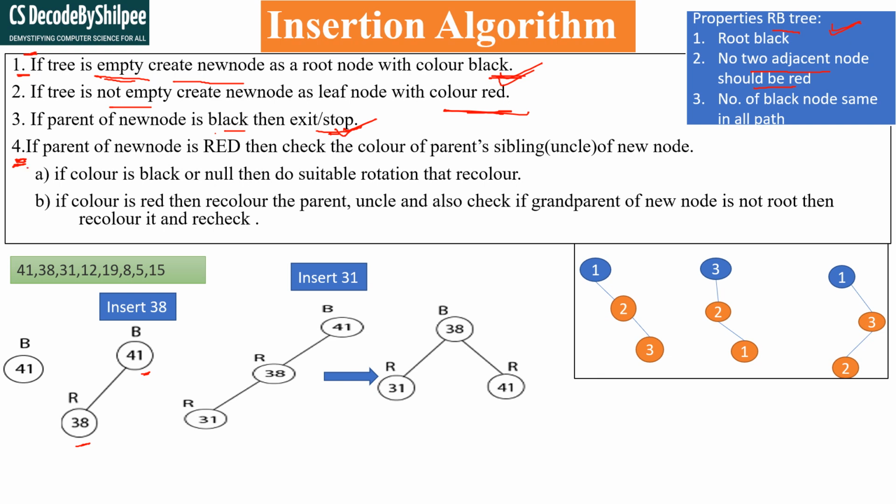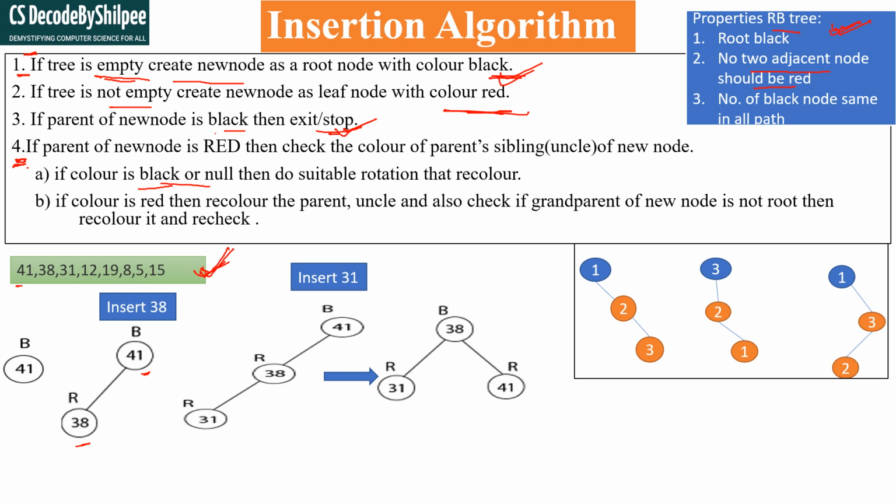Now I'm going to explain these steps using an example so you can better understand. There is an array given. I'm going to construct the red black tree from this array, inserting one element at a time using this algorithm, and I will also check whether it follows the red black tree properties. The fourth step says what to do if the color is black or null; it's better to explain with the example.